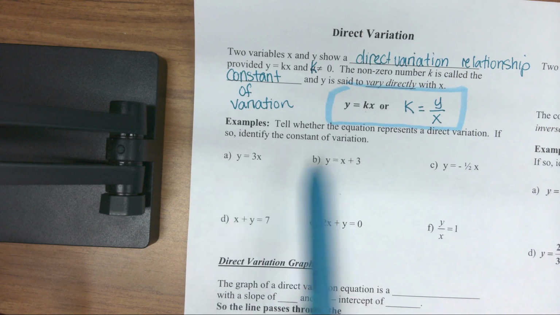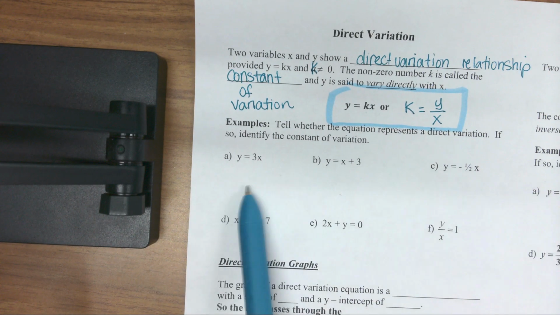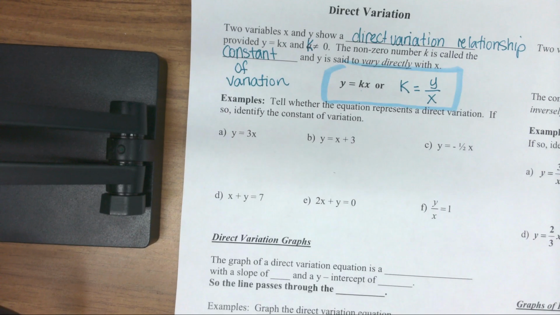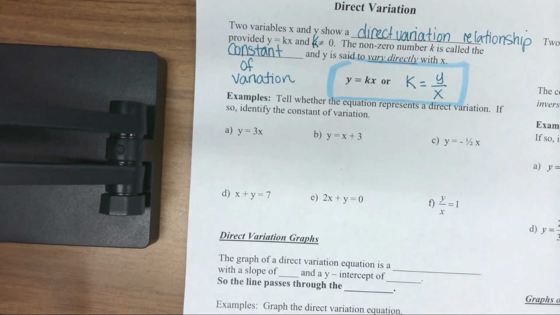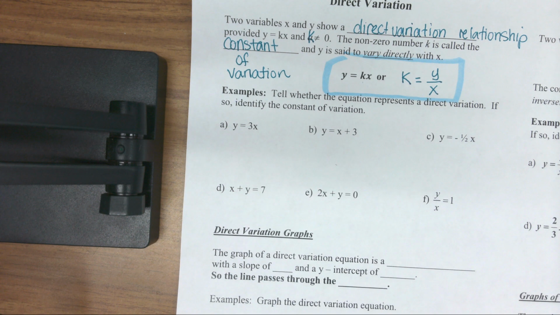All right, so right now, what I would like you to do is tell me if this is yes or no, direct variation, and what k is. Try to do A through F. Look at your two equations up here. You can do this with somebody next to you if you want some help. So yes or no, and if it's a yes, what do you think k is?